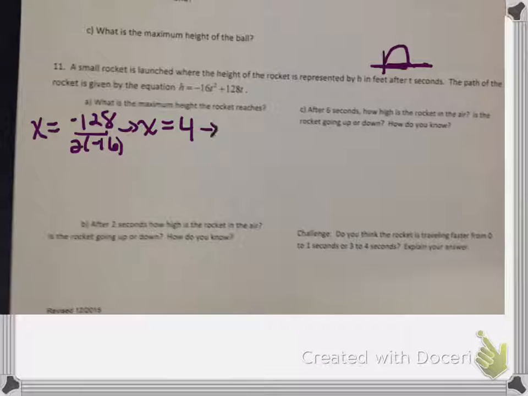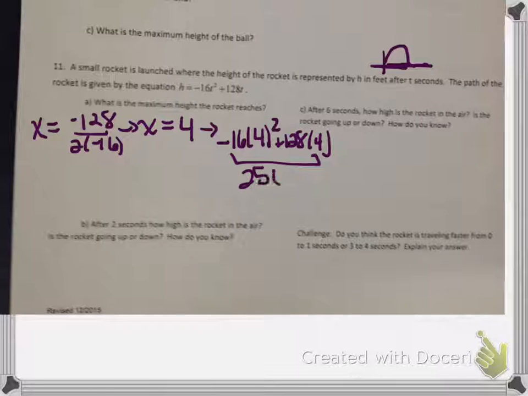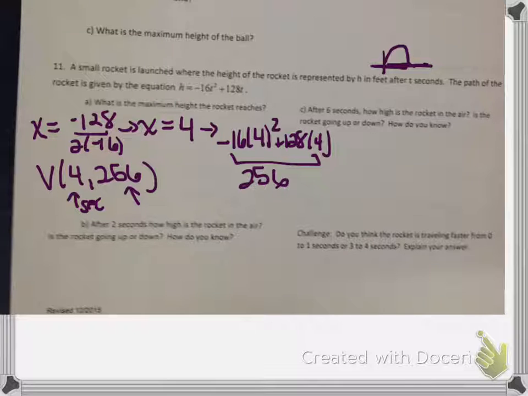I'm now going to plug 4 into my formula, negative 16 times 4 squared plus 128 times 4. And when I calculate that out, I get 256. My vertex then is 4, 256. What this means is after 4 seconds, I reach my maximum height. I peak at 256 feet.